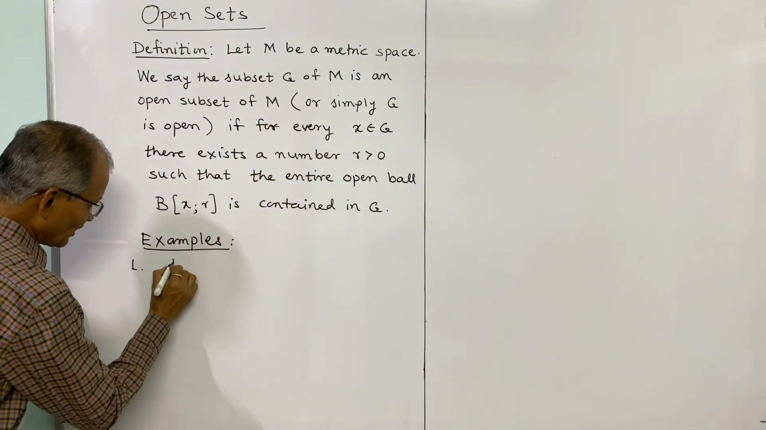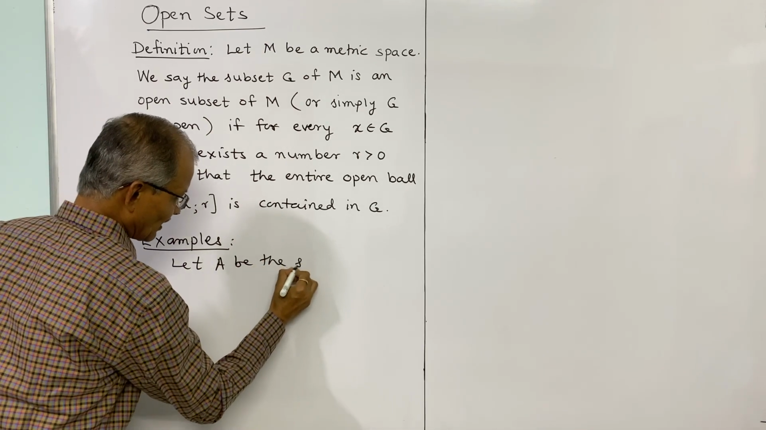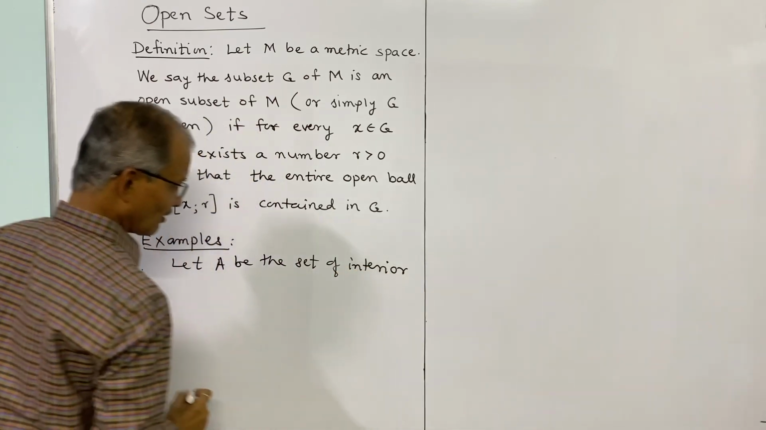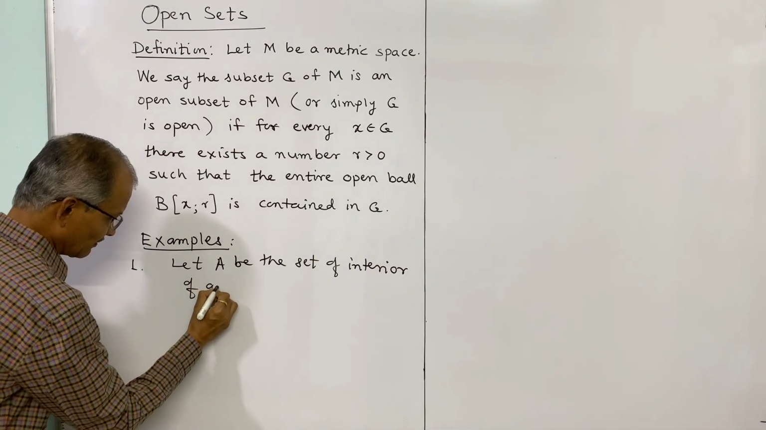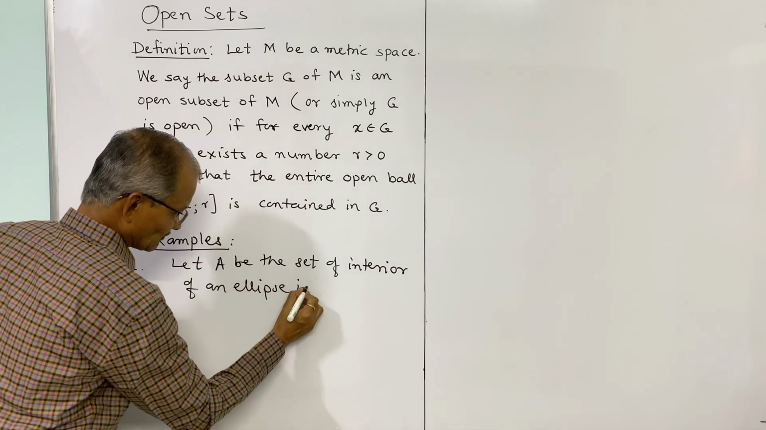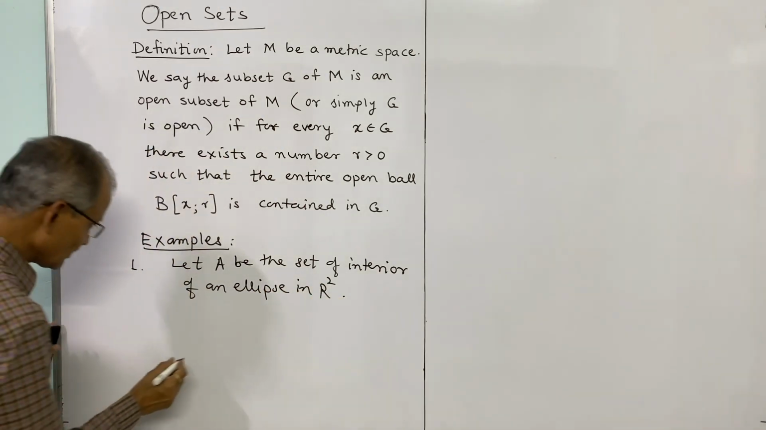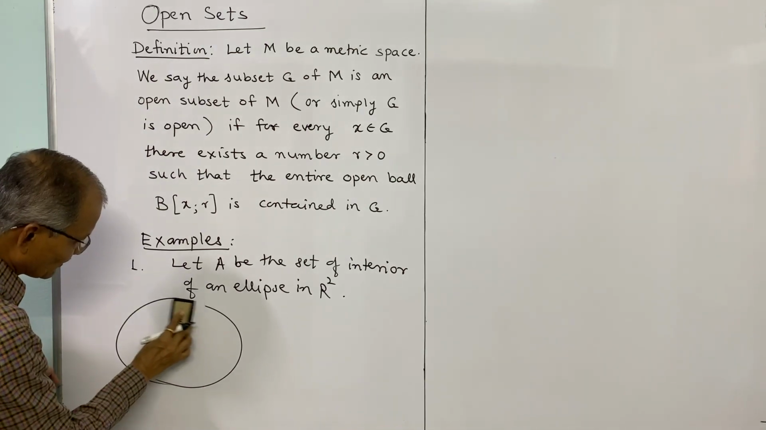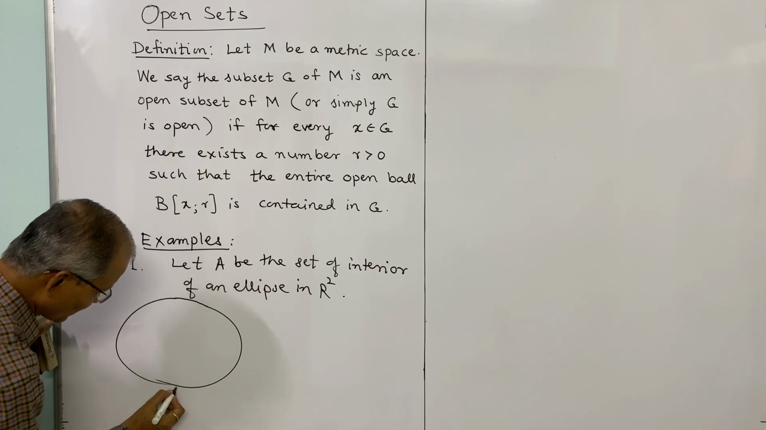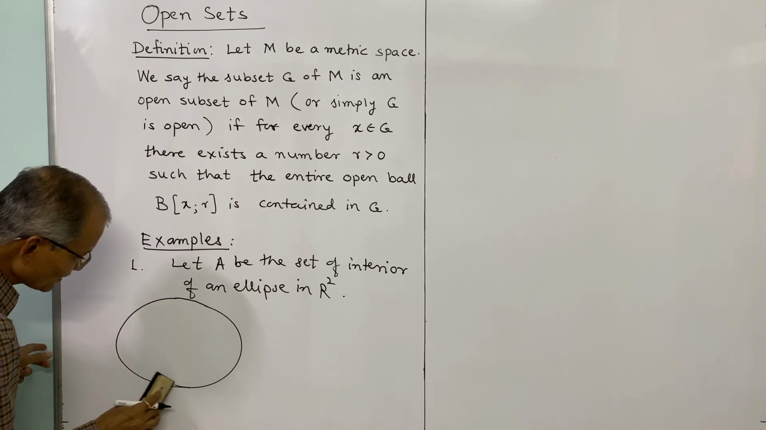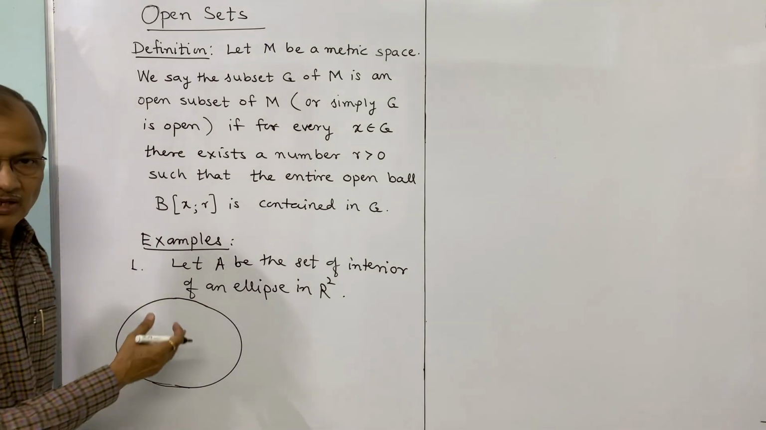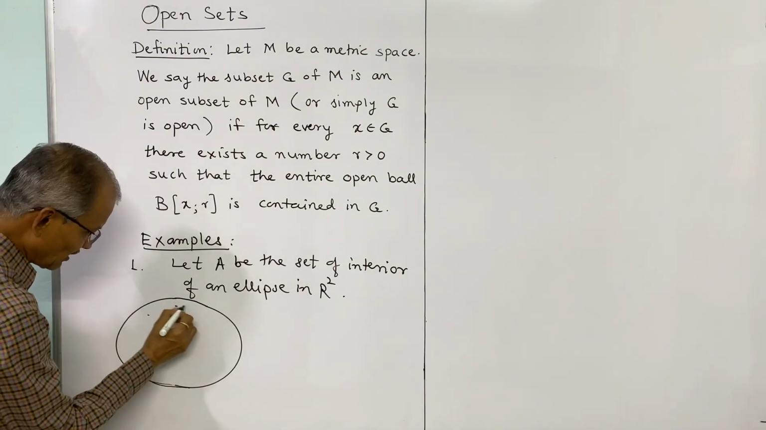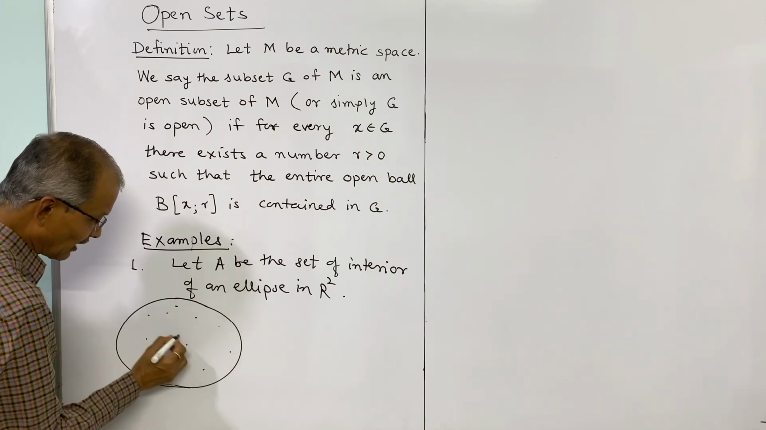First, let A be the set of interior points, the interior of an ellipse in R2. Then we may see this is an ellipse. So interior points means the points which are inside the ellipse. If you consider the standard ellipse, then its center will be at the origin. But it is not necessary that it should be a standard ellipse. Consider any ellipse and the interior points of this ellipse. This is the set. Now we say this set is an open set.